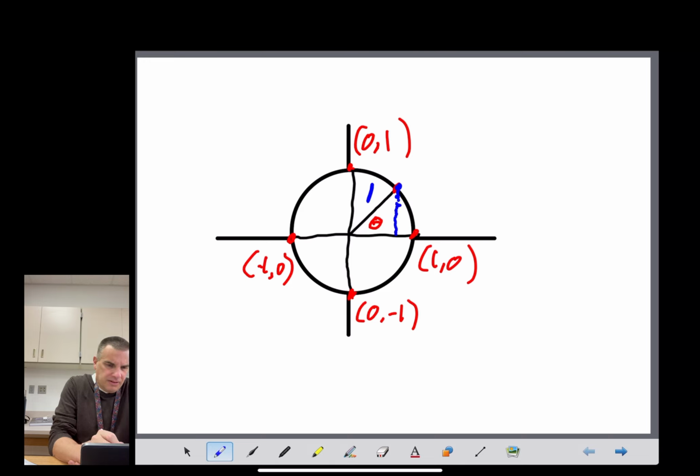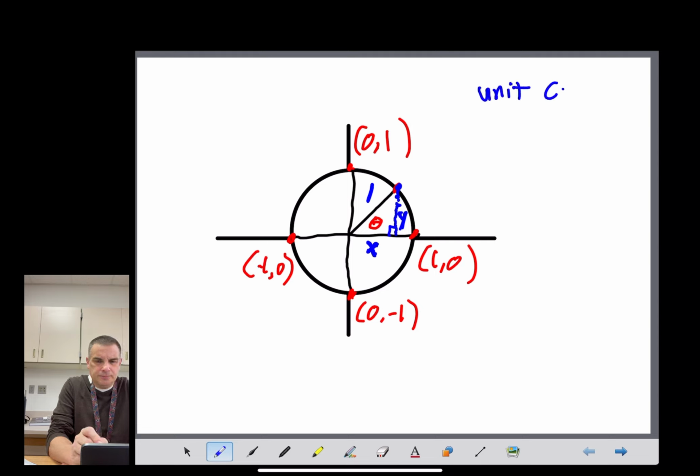Remember, we can drop this down there and we can create this right triangle. And once we've created this right triangle, now I could really call this an x value, and I could call this really my y value, so to say. So just a couple things with the unit circle to keep in mind.